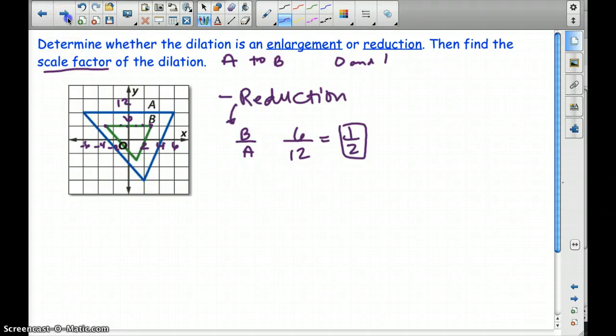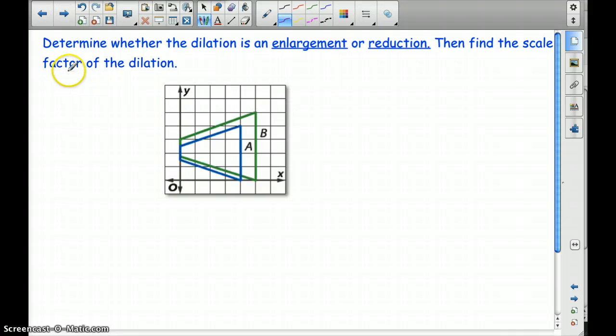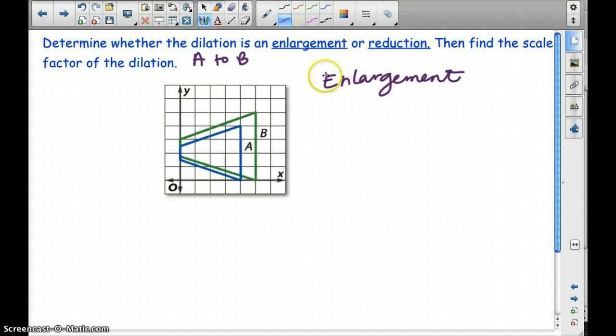Let's try another one. Determine whether the dilation is enlargement or reduction, then find the scale factor. So let's look here. And again, we're going from A to B. So here A is the blue, B is the green. It's going to be an enlargement. Okay, so this is an enlargement, and now we got to find the scale factor. Since it's an enlargement, it has to be greater than 1.